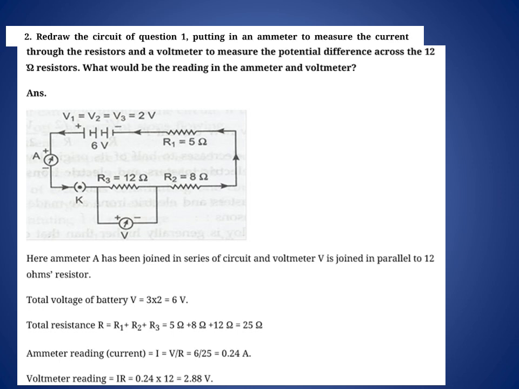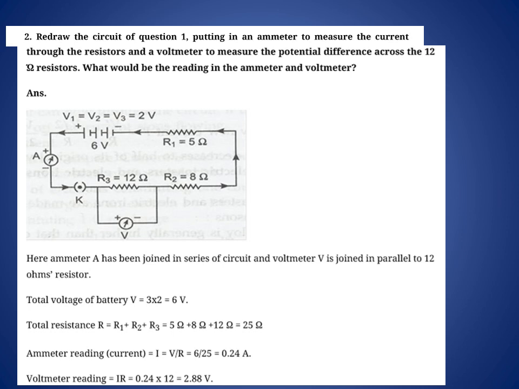Total voltage of the battery, as I said, is 3 cells into 2 volt each, so 6 volt. Then total resistance R is R1 plus R2 plus R3, according to the law of resistances in series combination. The statement is not in your syllabus, but the law is. The equivalent or total resistance in a series circuit is equal to the sum of all individual resistances connected in series. So 5 ohm plus 8 ohm plus 12 ohm comes to 25 ohm. This is the total resistance in the circuit.